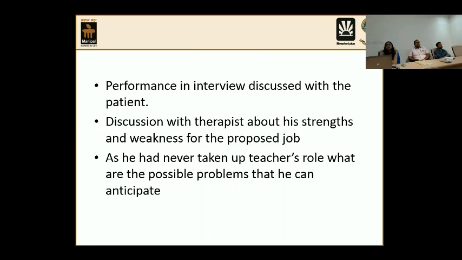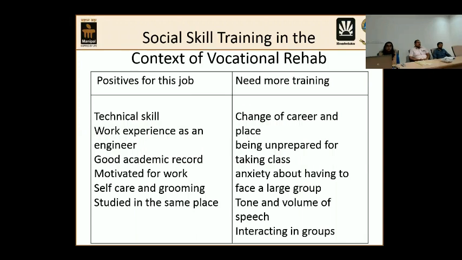At this time, what we came up with was that the positives for taking up this job are that he has good technical skill. He has worked as an engineer. He is someone with a fairly good academic record. He's motivated for work. He has adequate self-care and grooming. And interestingly, he studied in the same college where we were planning to place him. So the staff and teachers were nicer to him.